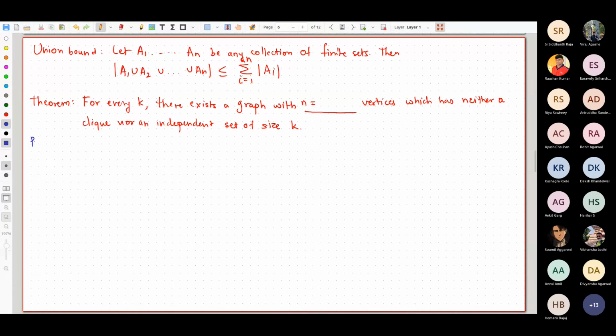Okay, so proof. Let V be a set of n vertices. Right, so the number of graphs over V is what?